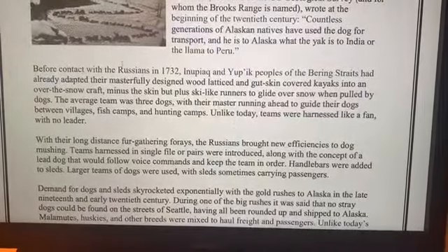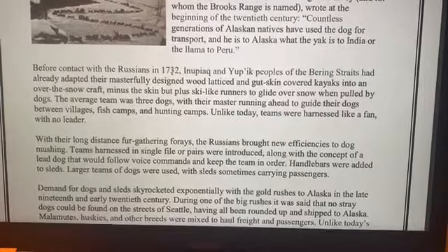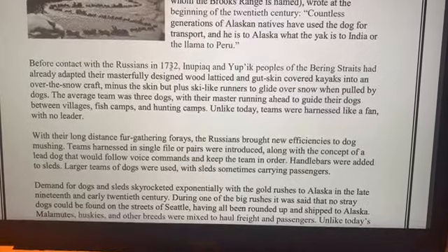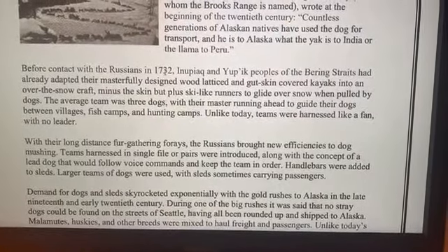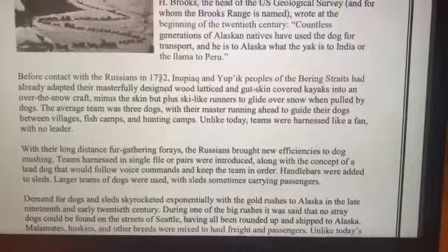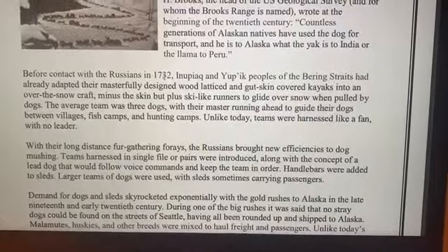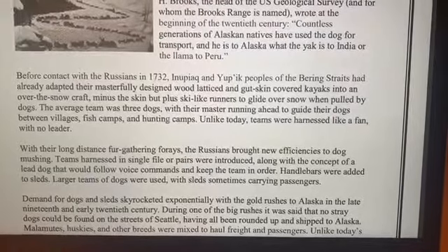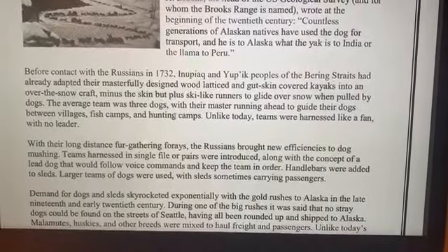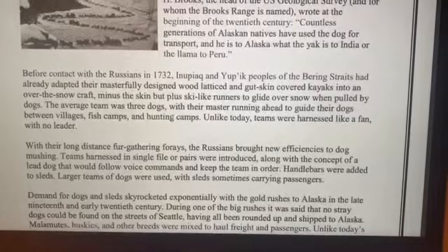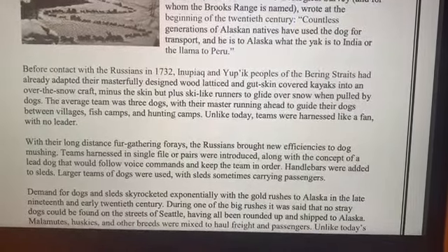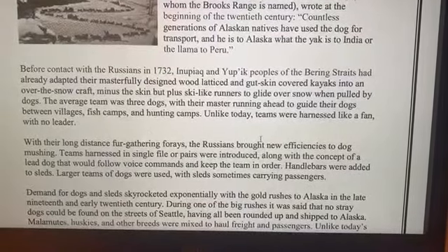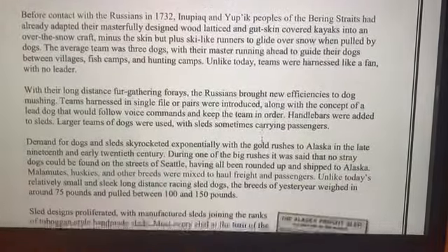Before contact with the Russians in 1732, Inupiaq and Yupik peoples of the Bering Straits had already adapted their masterfully designed wood-latticed and gut-skin covered kayaks into an over-the-snow craft, minus the skin but plus ski-like runners to glide over snow when pulled by dogs. The average team was 3 dogs, with their master running ahead to guide their dogs between villages, fish camps, and hunting camps. Unlike today, teams were harnessed like a fan with no leader.